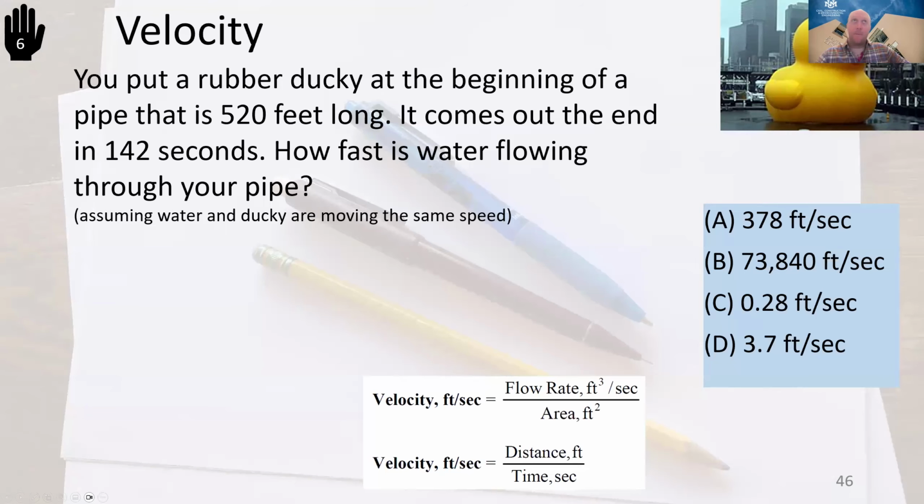Okay, so I'm going to have you all do one of these. We got a rubber ducky and we put it in a pipe. It's flowing through that pipe that is 520 feet long. It comes out at the end in 142 seconds. So we want to know how fast is water flowing through that pipe, assuming that the water and the ducky are moving through the pipe at the same speed.